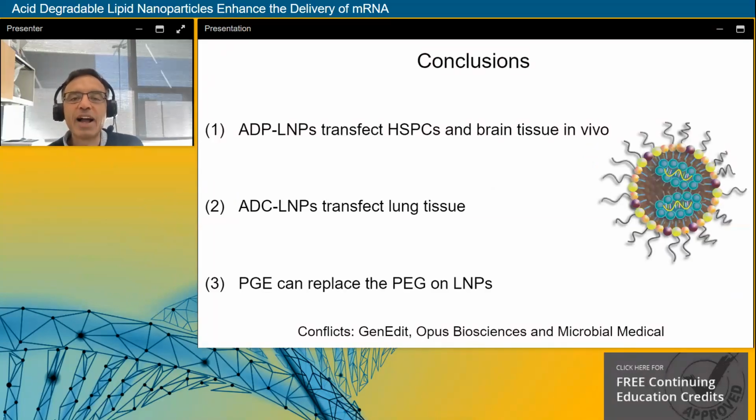So in conclusion, I've talked about the ADP LNPs, acid-degradable PEG LNPs. They transfected hepatocytes and brain tissue very well. The PGE LNPs were able to replace the PEG on LNPs.